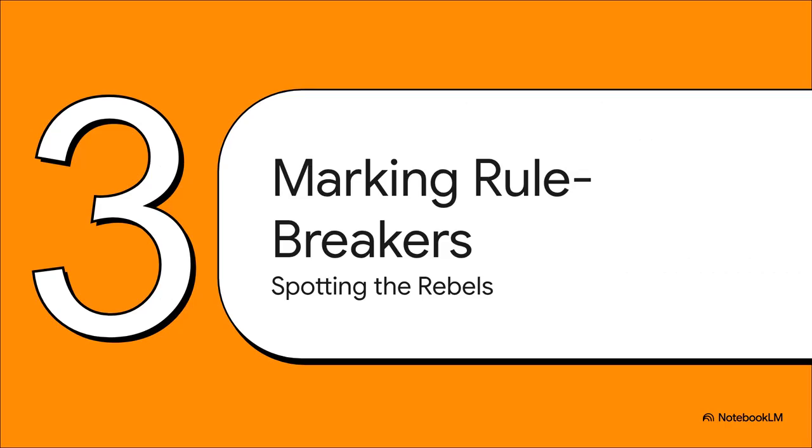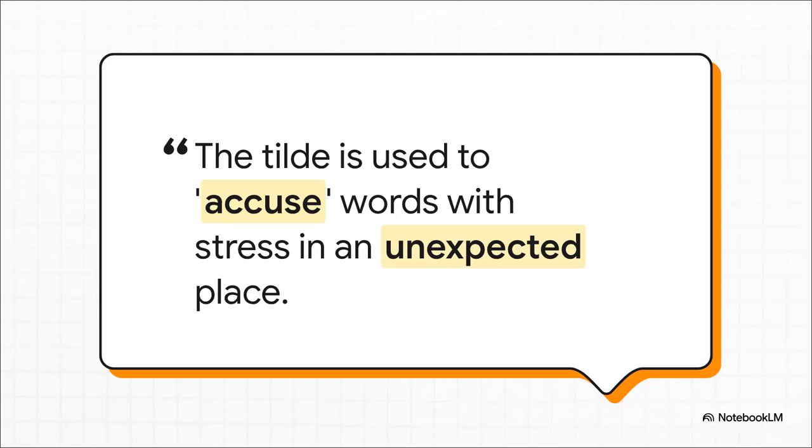So, if those are the normal patterns, what is the accent's main job? Well, its number 1 job is to be a big, bright flag. It marks the words that don't follow those normal patterns. It marks the rebels, the rule breakers. I absolutely love this way of thinking about it. The accent accuses a word of being different. It's like a little signal that shouts, hey, pay attention to me. I don't follow the normal pronunciation pattern you were expecting.